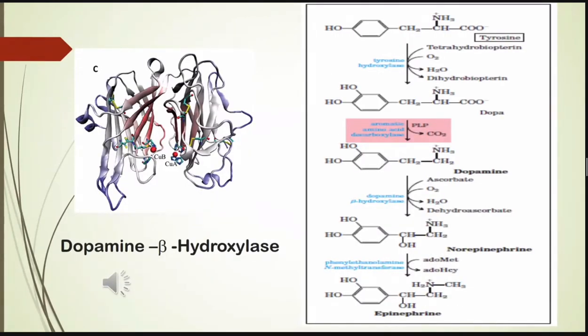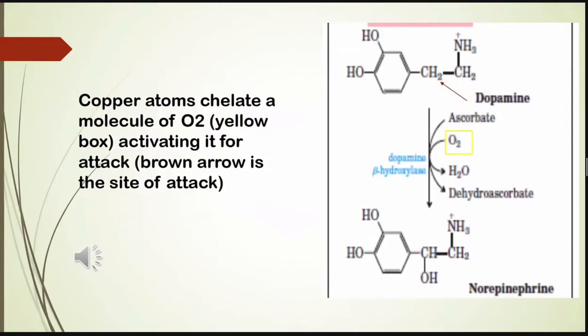Dopamine beta hydroxylase would also contain copper, but this time there are two copper atoms that are contained in your dopamine beta hydroxylase. The enzyme is important in converting dopamine to your norepinephrine. What happens in dopamine hydroxylase is that the copper atoms chelate a molecule of oxygen, as shown in the yellow box, activating this for attack on the site indicated, leading to hydroxylation of that site.